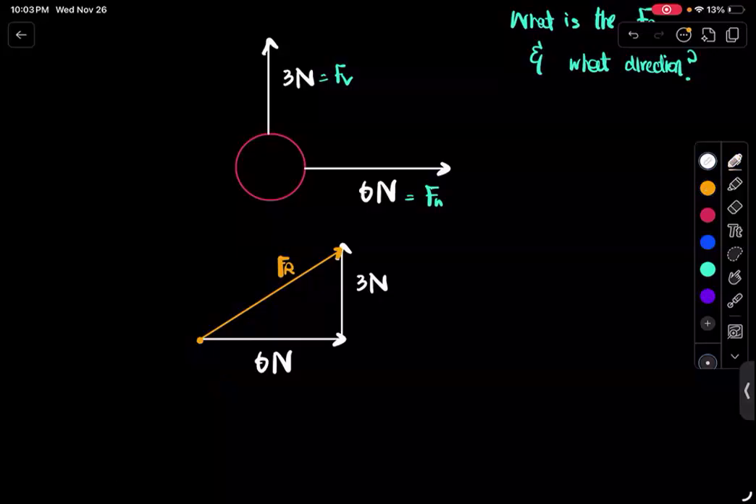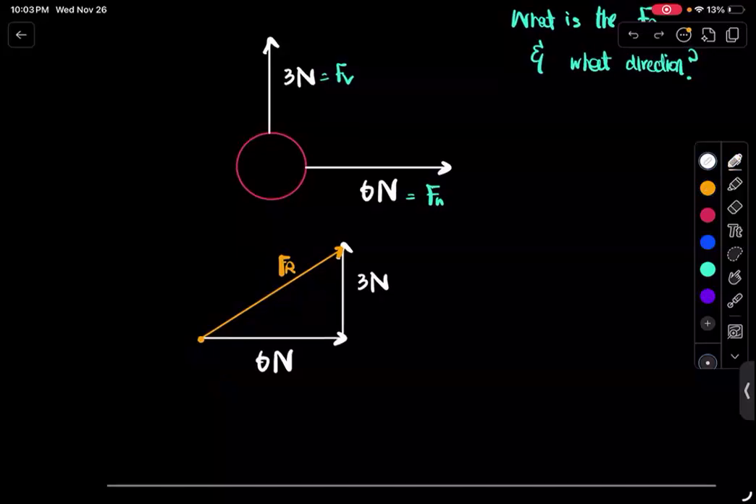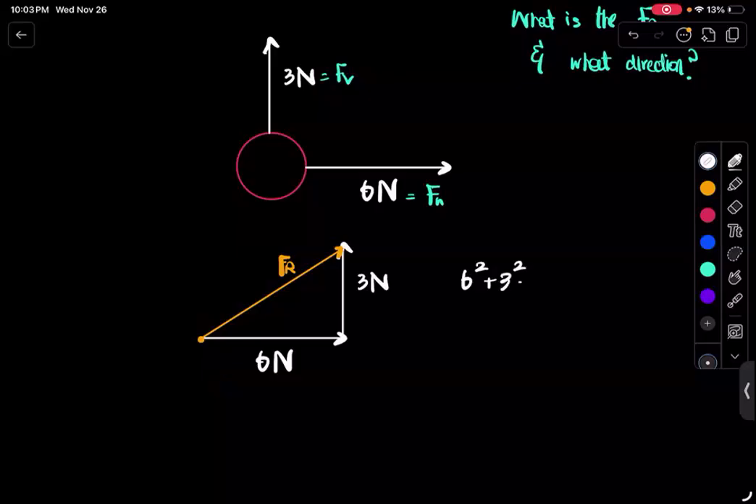And this is going to be the resultant force, right? And how do I find out this value? I can just use Pythagoras. 6 square plus 3 square equal to resultant force square. Then, take a square root on both sides, and this becomes the resultant force, right? So the resultant force is found out by Pythagoras: 6 square plus 3 square.